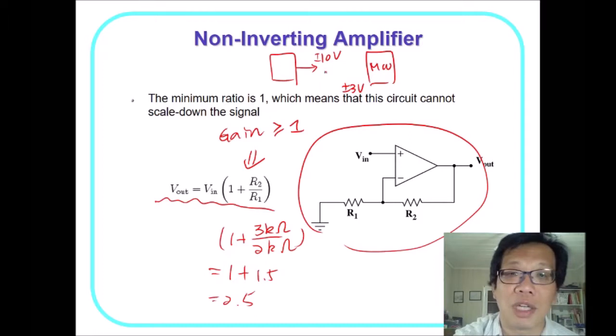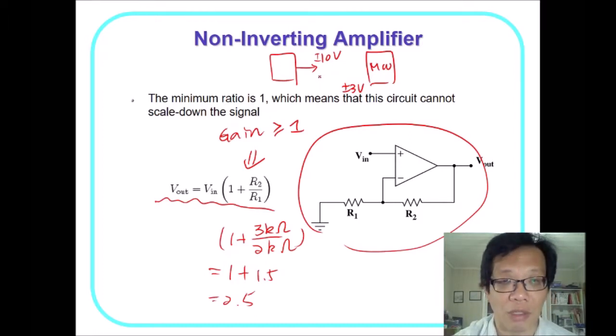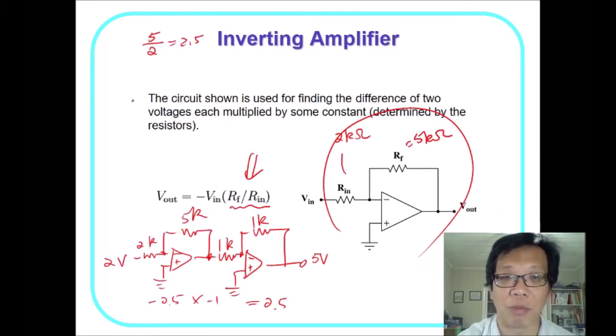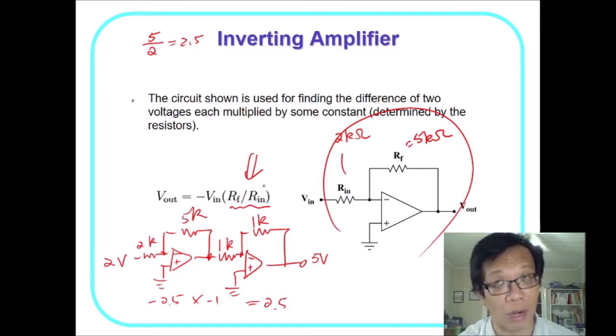So instead of an amplifier, we need to shrink the signal. But if you are using a non-inverting amplifier, you can never make it go down, because the gain can only be greater than 1. So you have no choice but to use an inverting amplifier, like what we did in the previous page. If the ratio is smaller than 1, then RF is going to be smaller than RIN.